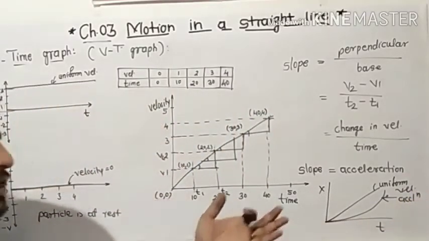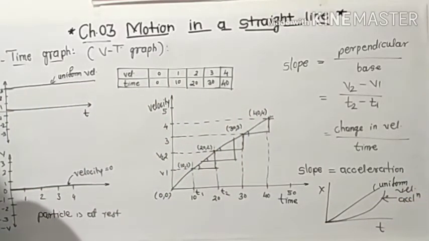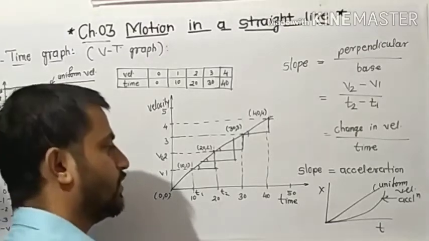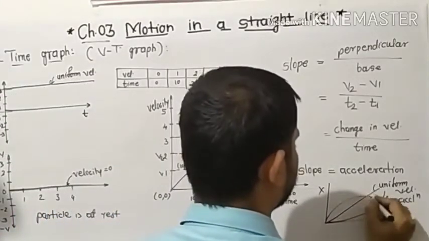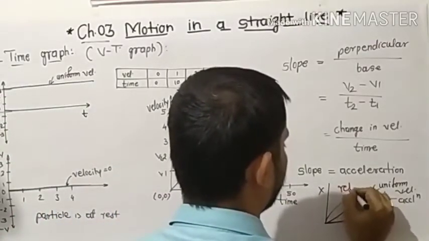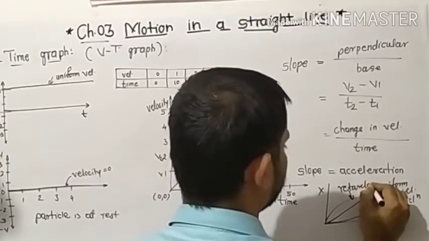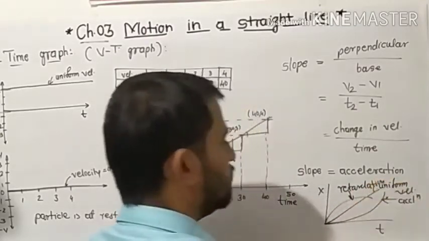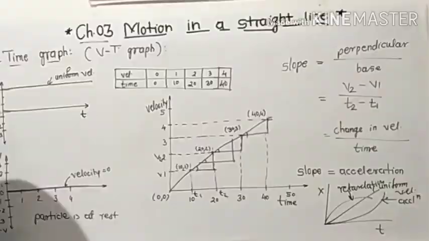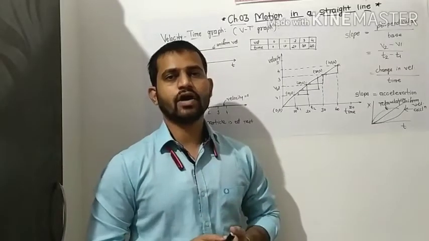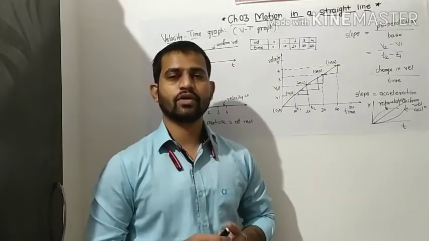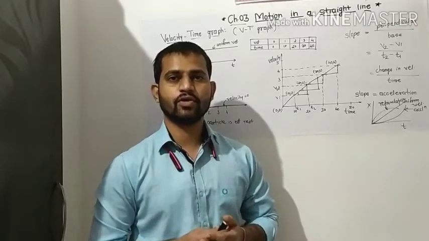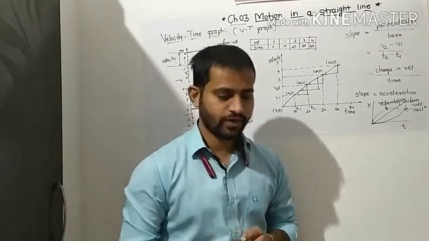If in the xt curve we get a curved line, it indicates the acceleration, and if we get a curve like this, it gives us the retardation. So in a VT curve, how to show the retardation or the acceleration? For that purpose we have to draw one VT curve.